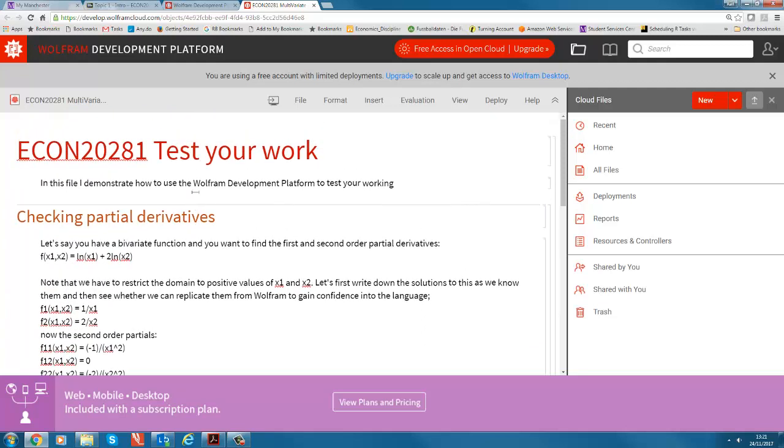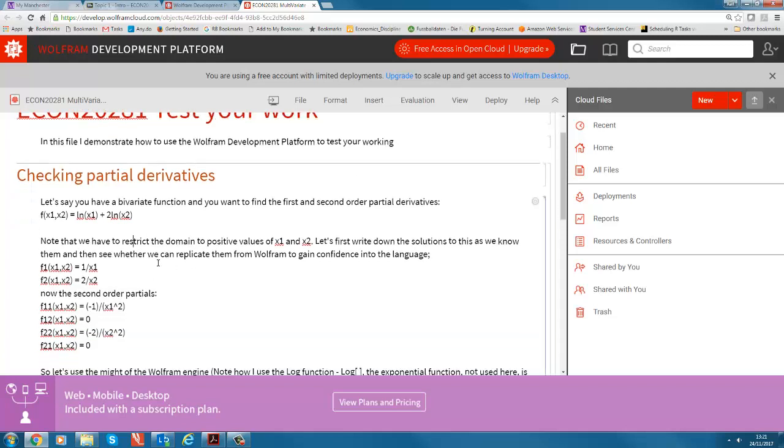So let's say you want to work with partial derivatives. You have some practice problem and you solved it yourself, and now you want to test whether you've been right. To demonstrate how this works, let's use a pretty straightforward bivariate function, log of x1 plus 2 times log of x2. Of course, you know how to calculate the partial derivatives for this one. The partial derivative with respect to x1 is 1 over x1. The partial derivative with respect to x2 is 2 over x2.